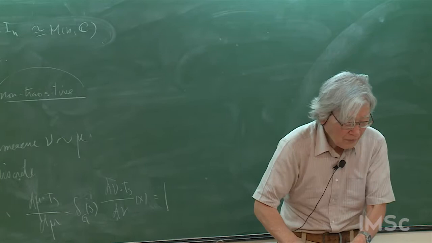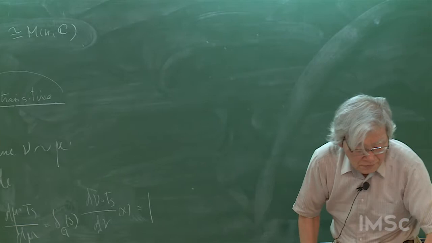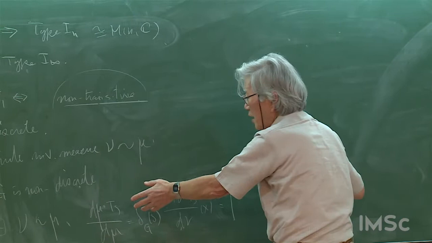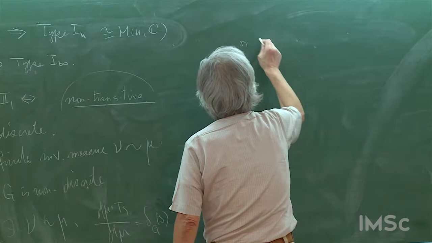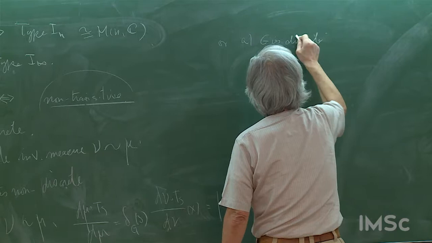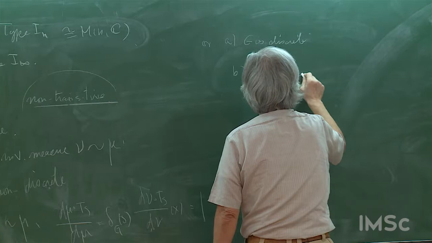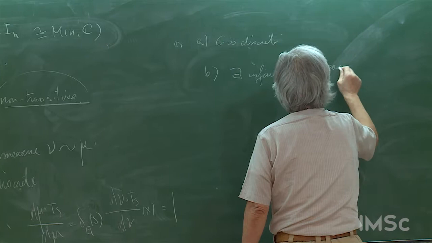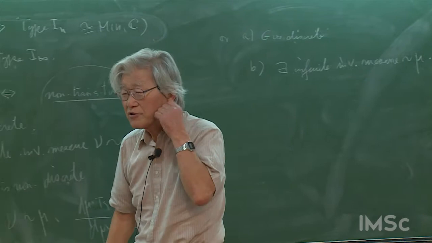It says it's not inverse. And that is the case if either A, G is discrete, and B, there exists an infinite, not finite, invariant measure equivalent to the given measure mu, absolutely continuous with respect to each other. That's type 2 infinity.